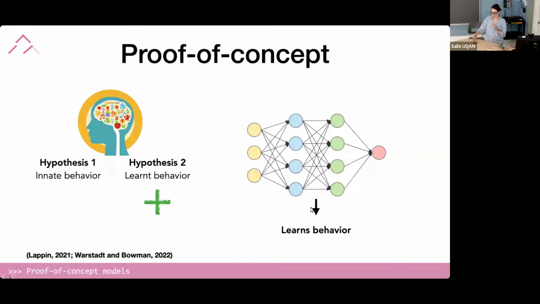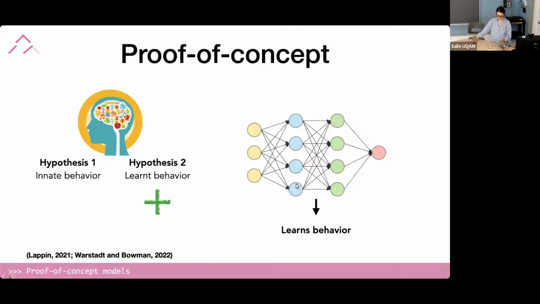What does it mean to be proof of concept evidence? Importantly, it doesn't mean that we have evidence that humans are learning it, right? All we've done is show that the model is able to learn it, but it does show us how in practice it is possible to learn this behavior, right? So it gives us evidence that this is a plausible hypothesis.